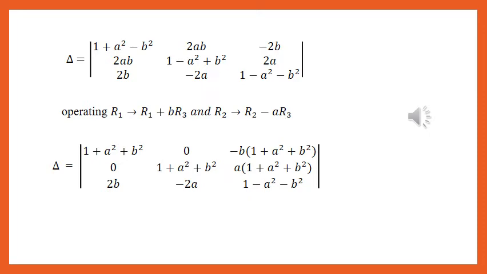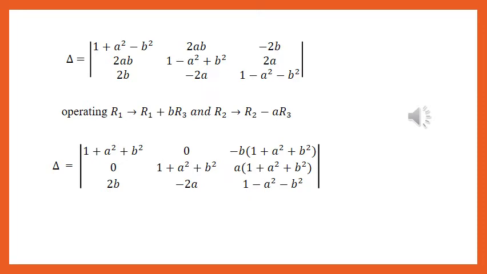Multiply with b. Then it is minus 2ab. Then R1 plus, add with 2ab. So 2ab plus minus 2ab, that's 0. So 0 as the second element.